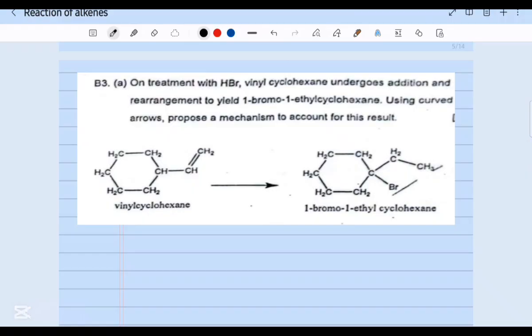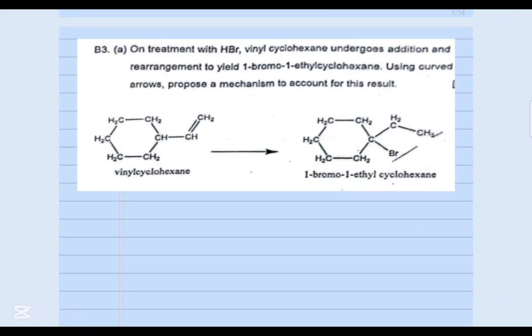Next question, question A. On treating with HBr, vinyl cyclohexane undergoes addition and rearrangement to yield 1-bromo-1-ethylcyclohexane. Using curved arrows, propose a mechanism to account for these results.